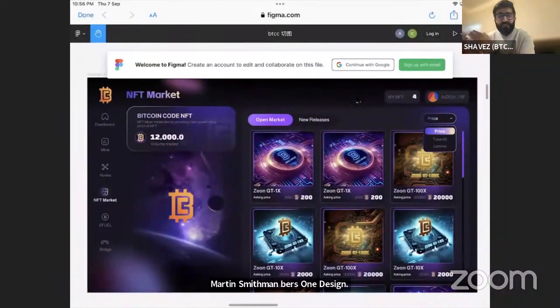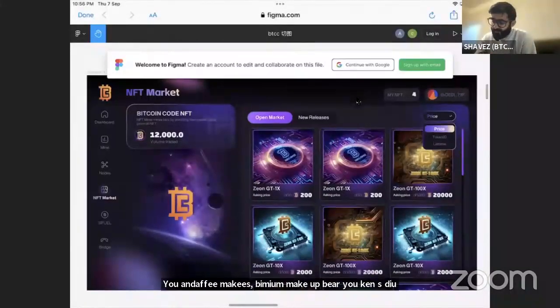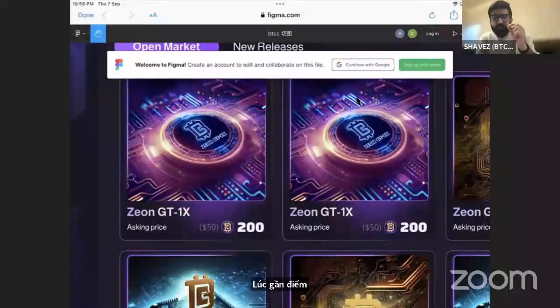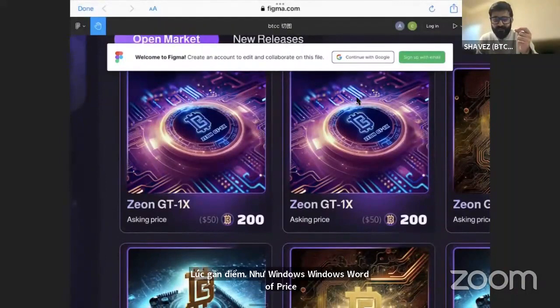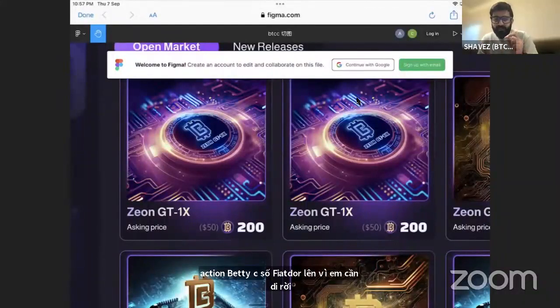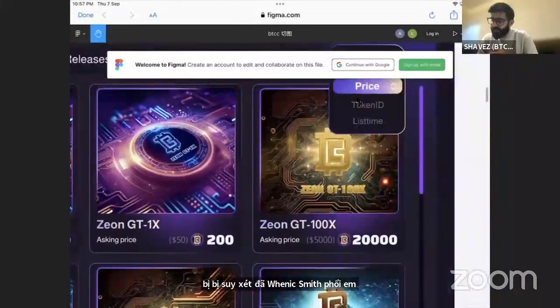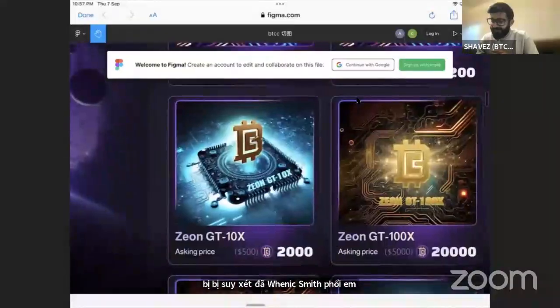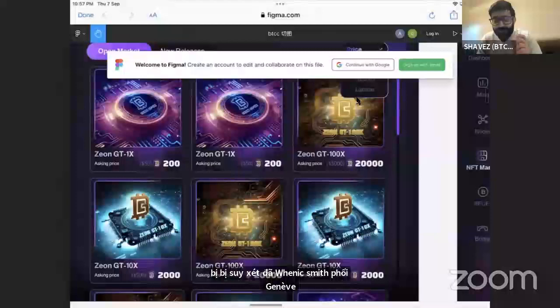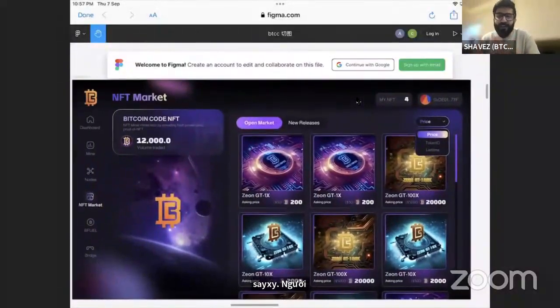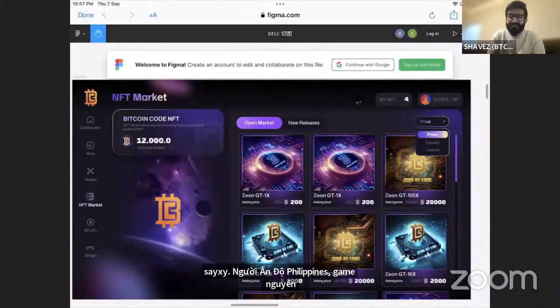Okay, this is your NFT market, premium market, where you can sell your NFTs. Look at these. You will be able to put a price in BTCC. So $50, we have considered BTCC price as an example, 0.25. Then 200 is the number of BTCC that 1x is being sold for. And then 100x, 20,000 BTCC, 10x, 2,000 BTCC. So the flipping game will be strong. You know, people will buy some in the morning, sell some by the evening.